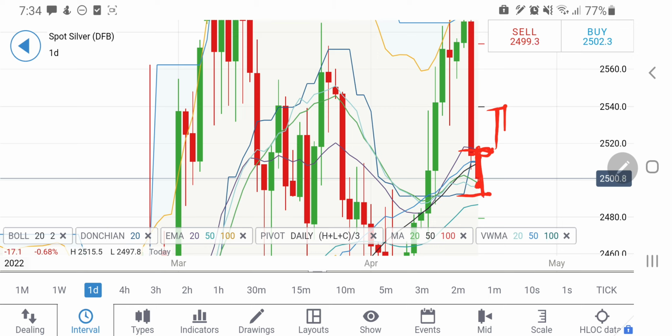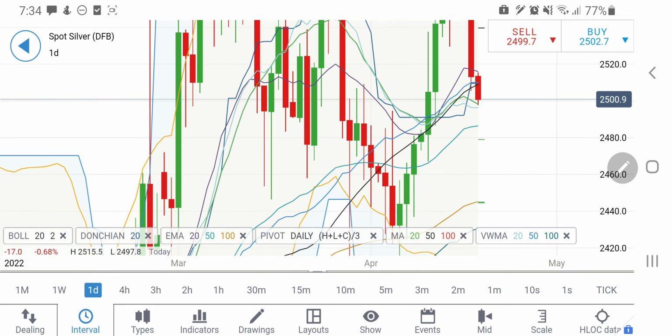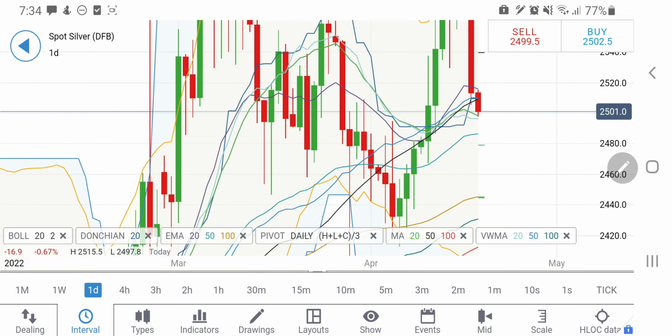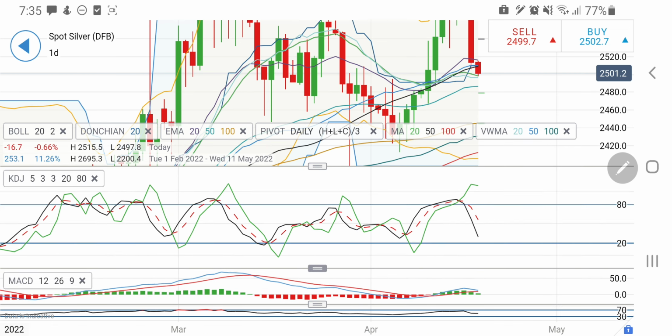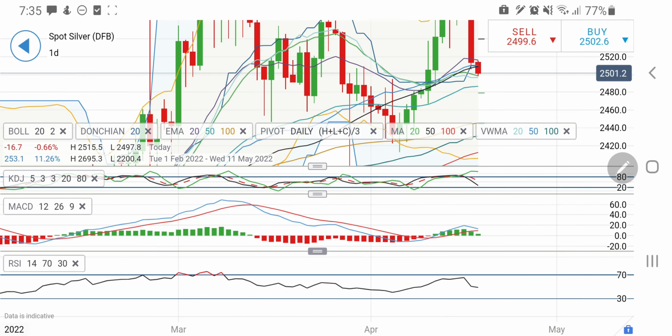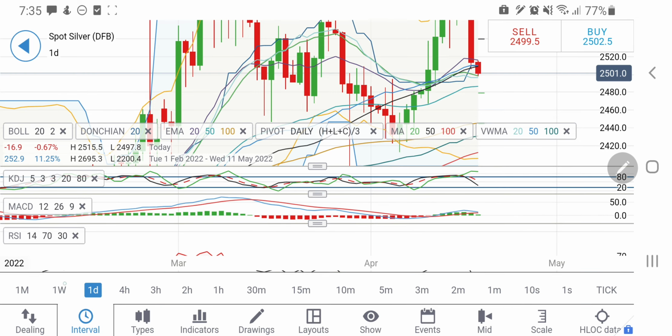Below 2490 you can expect 2480, which is a good support, and below that we may see a good fall again towards 2460, 2450, 2440 levels. Now look at the daily stochastic looking downwards here. MACD is trying to converge and crossover, and RSI is also near the bottom.